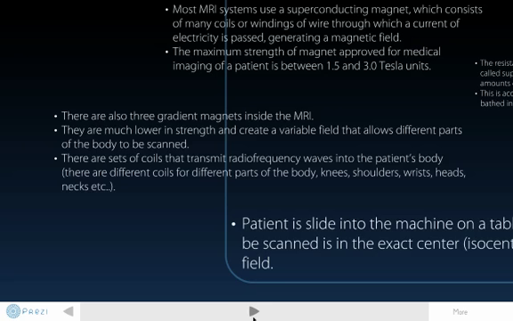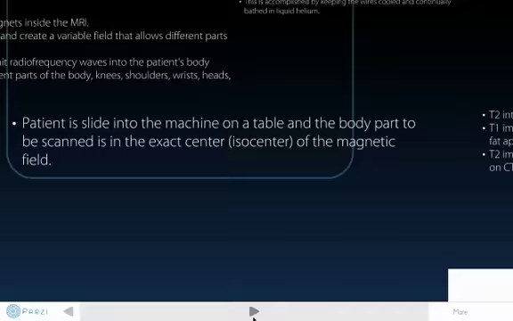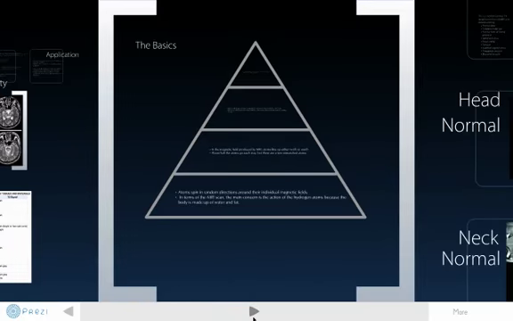There are also three gradient magnets inside the MRI. They are much lower in strength and create a variable field that allows different parts of the body to be scanned. There are sets of coils that transmit radio frequency waves into the patient's body. Again, there are different coils for different body parts: the knees, the shoulder, the wrist, the head, the neck. A patient slides into the machine on a table, and the body part to be scanned is in the exact center, also known as the isocenter of the magnetic field.